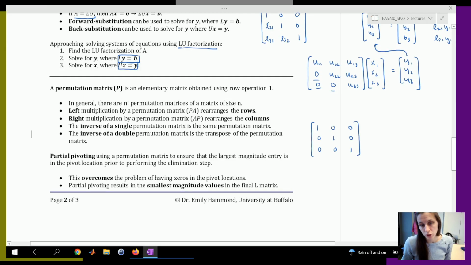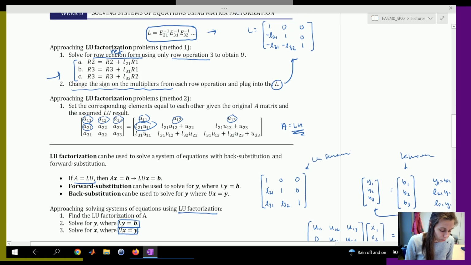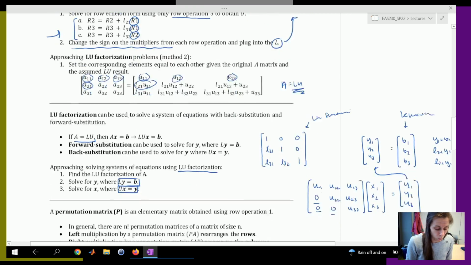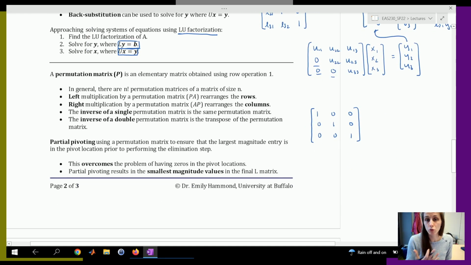So LU factorization works most of the time. The places where LU factorization doesn't work is if we end up with a 0 in the pivot location. So if you remember, our row operations for LU factorization look like these, where we replace row 2 and row 3 using row 1, and then we replace row 3 using row 2. If there's a 0 that ends up there, then these row operations don't work, which means we need some sort of way to handle this.